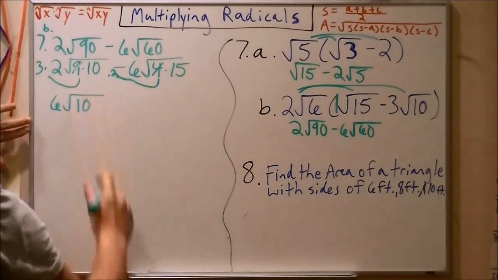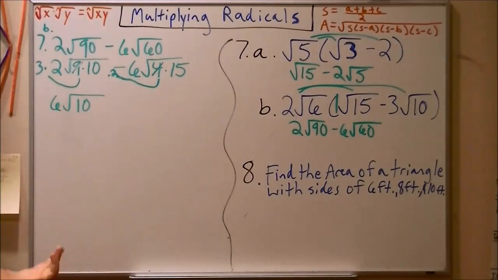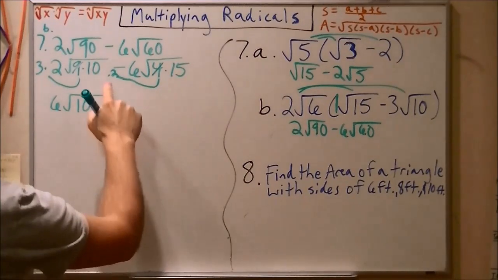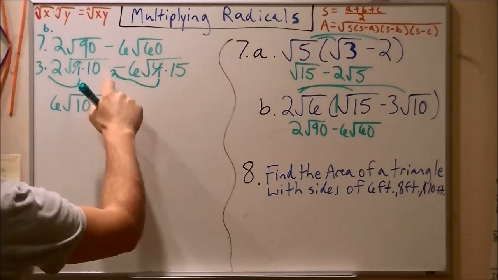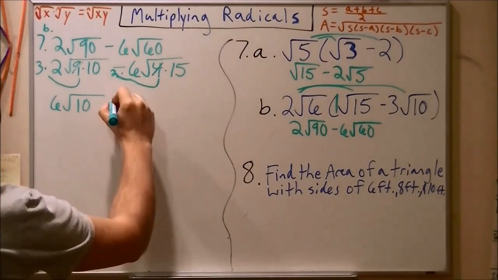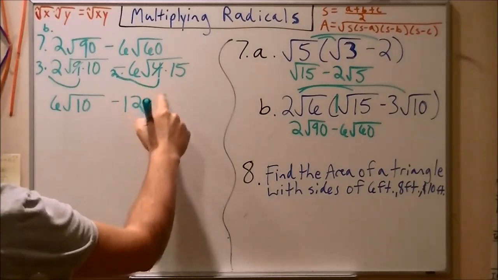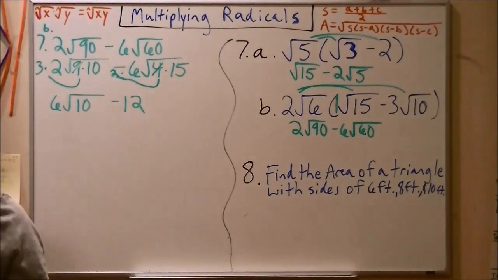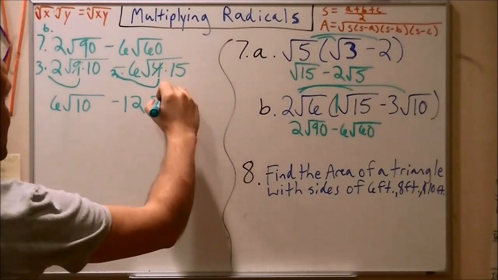I could break that down into the prime factors of 2 and 5, but there's no perfect square that's a factor of 10, so it's going to remain that. All right, what is 2 times negative 6? Negative 12. All right, I'm left with 15, square root of 15 times the square root of 15.